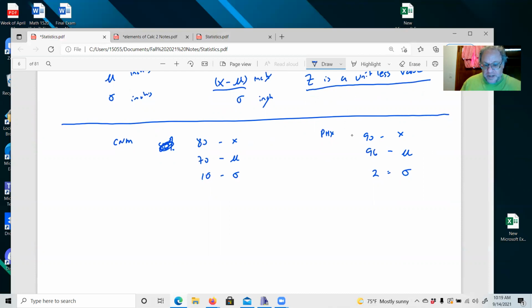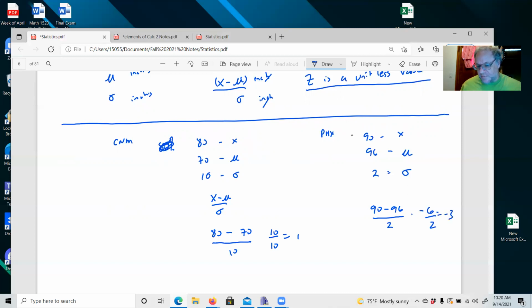So what we're going to do is calculate x minus mu divided by sigma for both of them. So we have 80 minus 70, that's x minus mu, divided by 10. Be very careful with your order of operations. You want to make sure you're saying 80 minus 70 is 10, divided by 10, which is 1. Now for the University of Phoenix, we're going to have 90 minus 96 over 2. So 90 minus 96 is negative 6, divided by 2. That's going to be negative 3.